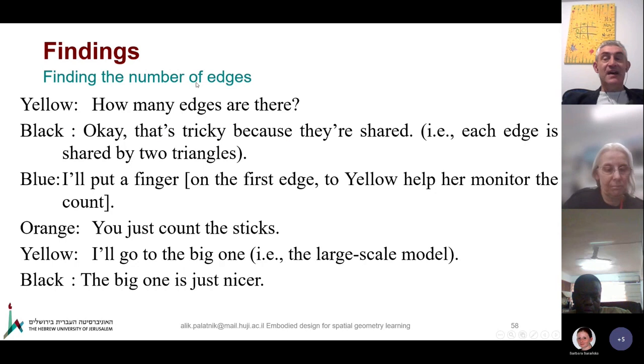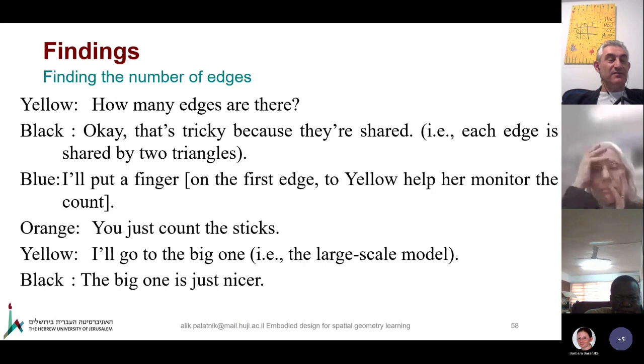Okay, but now what is happening? Now they have to count edges, and this is much more difficult for them. How many edges are there, saying yellow? Okay, that's tricky because they are shared. I'll put a finger on the edge.